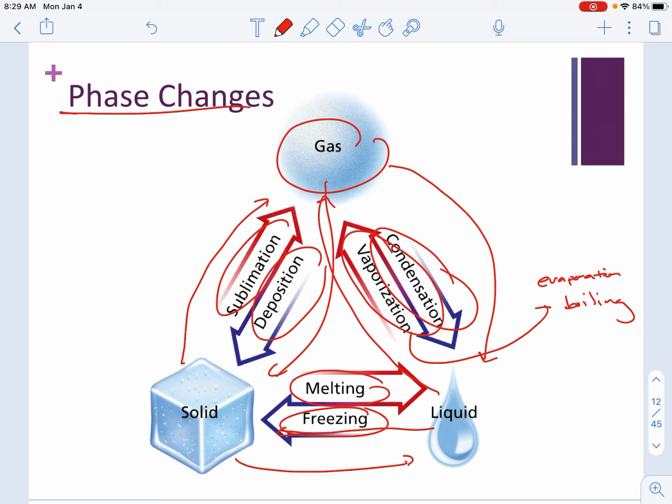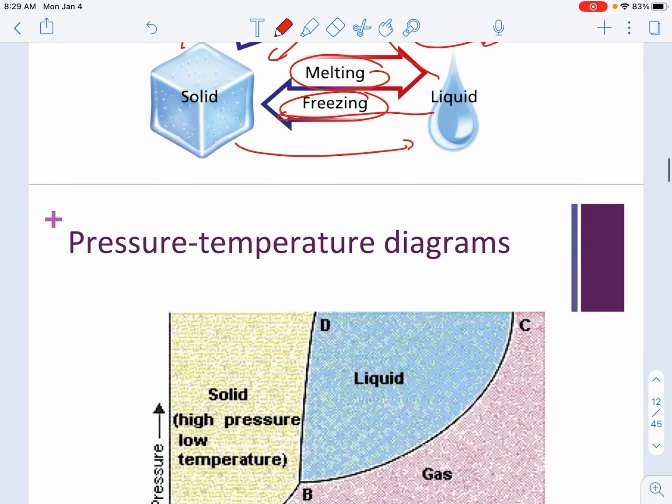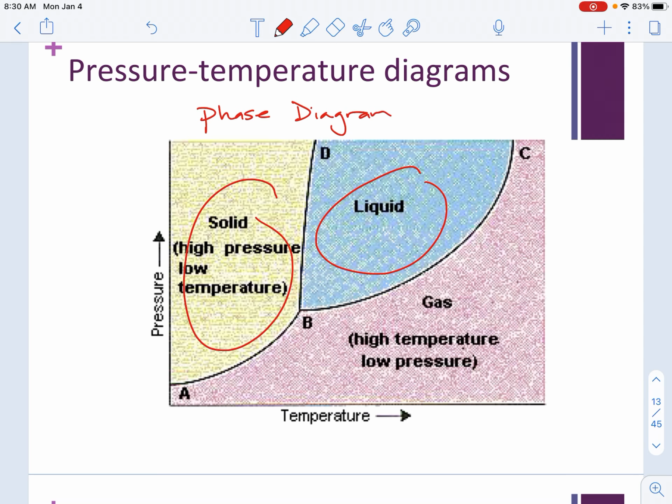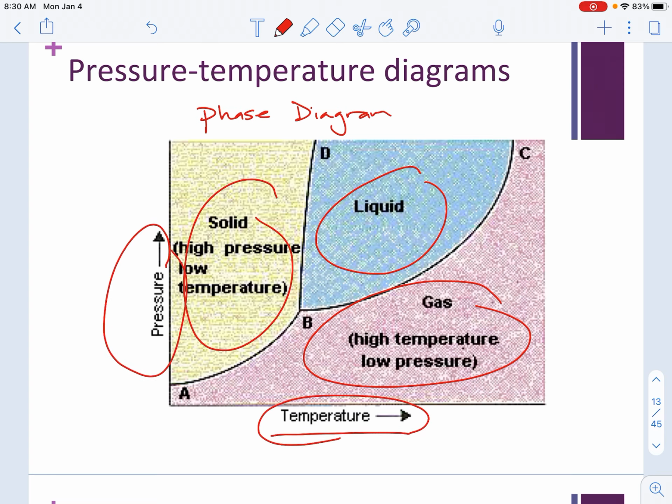And then the last thing, so we talked about these phase changes, and now we're actually going to use all these different solids, liquids, and gases and put them into a diagram known as a pressure temperature diagram or a phase diagram. This phase diagram will illustrate solids here, liquids here, and gases here. On the x-axis we have temperature, on the y-axis we have pressure. Hopefully you can read this as if you have the same temperature right here and you increase the pressure, you can actually change from a gas to a solid.